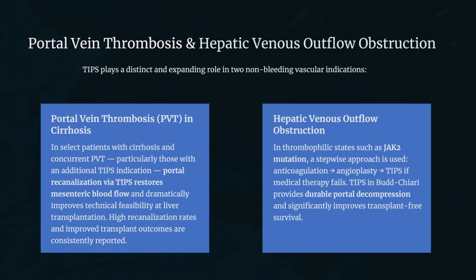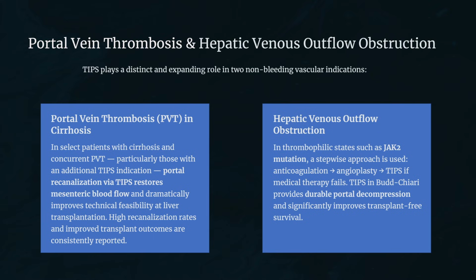Now, the last group of patients that TIPS does really well for are patients who present with portal vein thrombosis. In select patients with cirrhosis and portal vein thrombosis who may have a concurrent other indication for TIPS as well, portal vein recanalization with TIPS can really restore blood flow and even facilitate liver transplantation. A significant number of studies have come out showing high recanalization rates and improved technical feasibility at transplant, which significantly improves patients' outcomes.